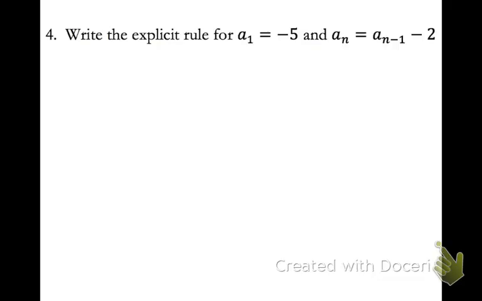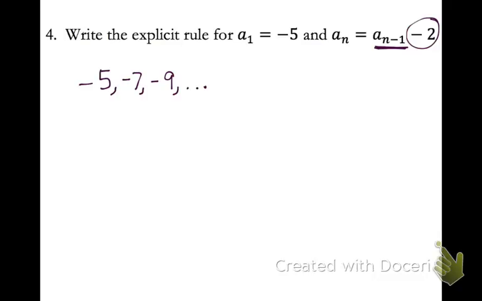Okay, so now I'm given a recursive rule, and I need to write the explicit rule for it. Again, I'm going to write out the first few terms of my sequence to help me. In this recursive rule, it's telling me that my first term is negative 5. And then it says I take my previous term and I subtract 2. So negative 5 minus 2 would be negative 7. Minus 2 would be negative 9, and so on.